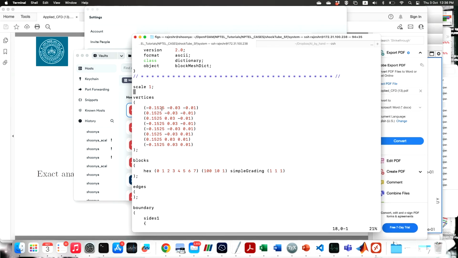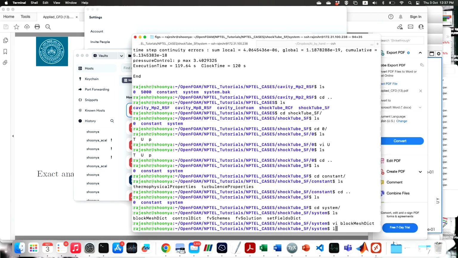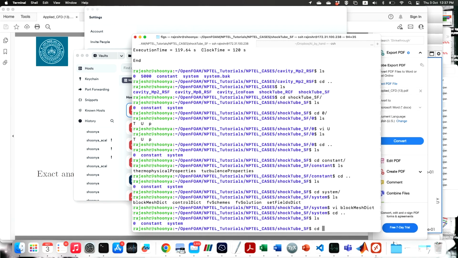And in the x variation it is minus 0.1525 to 0.1525, in the y it is minus 0.03 to 0.03. That is the variation that we have, and this is taken considering that we are going to compare the results at a particular time. As we have seen in the shock tube, as the shock moves, we want to consider it at a given time and it should not go beyond this domain. So, that is how we have considered it, and these are the different sides.